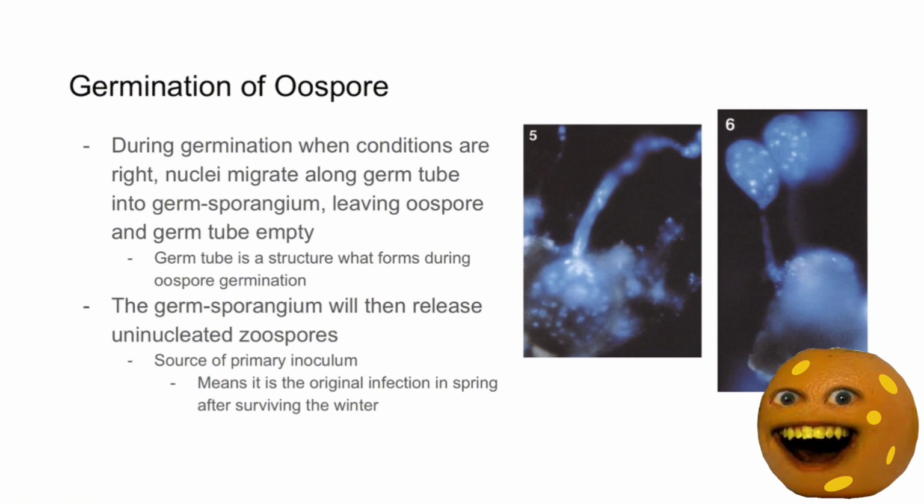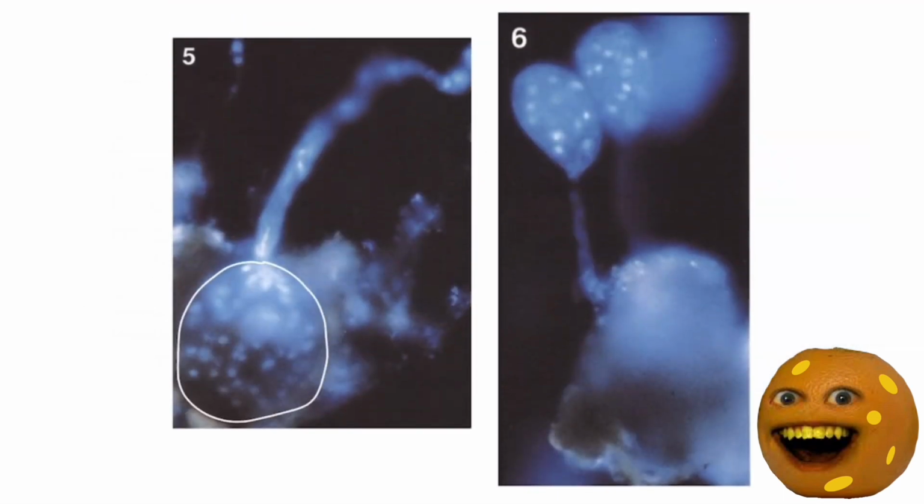It will germinate, and nuclei from the oospore will migrate along a germ tube that will be growing when it's time for germination. And once again, the germ tube is basically a structure that forms during oospore germination. So right here you have your oospore in this image, and then you also have some nuclei, as you can see, like the stain, and then you also have your germ tube right there, and basically those nuclei are going to head up the germ tube.